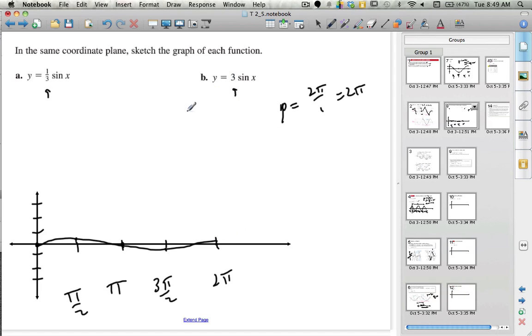Now when I work with this one, I'm going to start at 0, 0, but when I go to the maximum, it's 3, and then back to here, and then down to negative 3, and back to here. And so you can see, as we did in that example graph, that what changes when A changes is a vertical stretching. This is more vertically stretched, and this one is vertically compressed because of the leading coefficient.